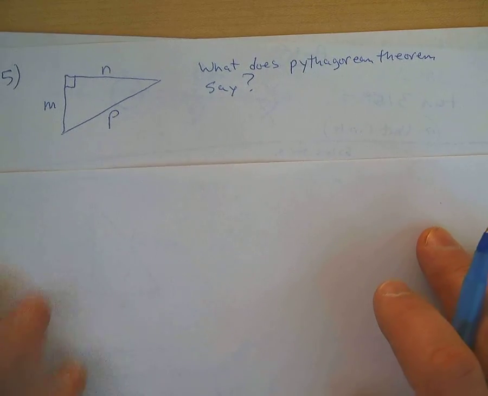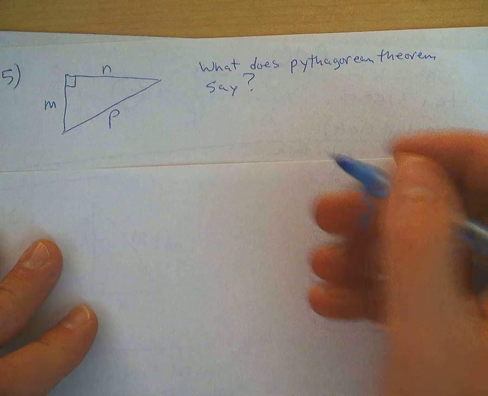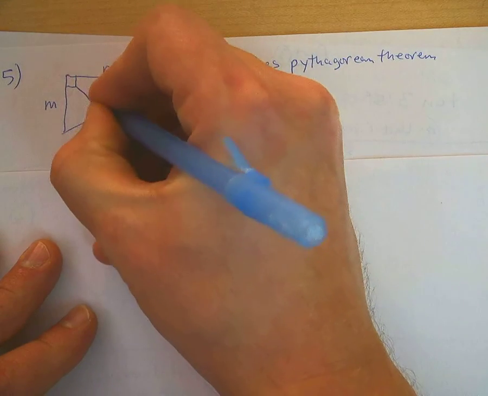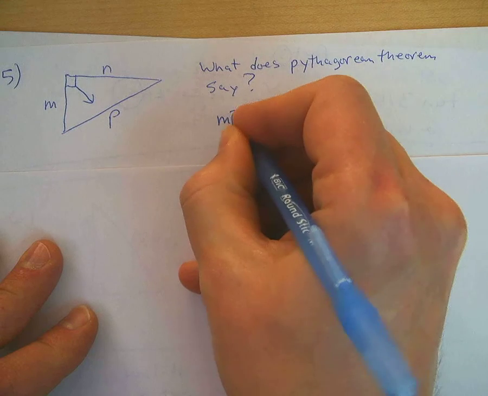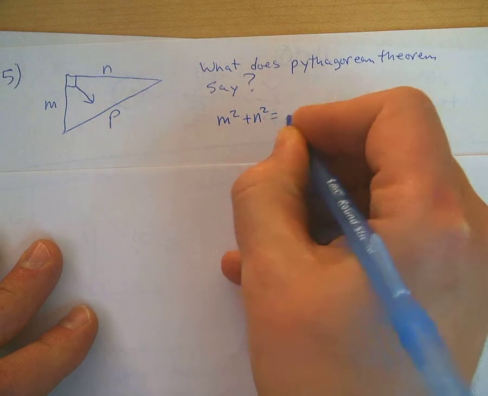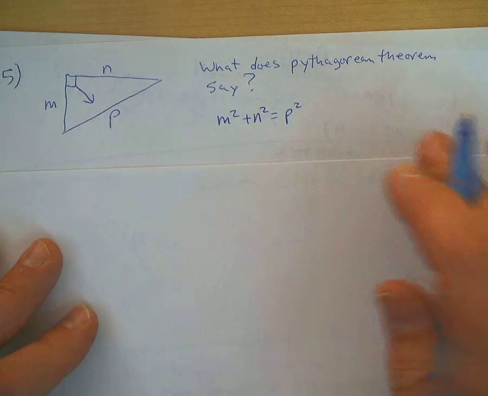What does the Pythagorean theorem say? Well, we use a lot of a squared plus b squared equals c squared, but here we have different letters. Well, you know, the hypotenuse is the one that's by itself, so it's going to be m squared plus n squared equals p squared. The hypotenuse has got to be by itself. Very important. Okay.